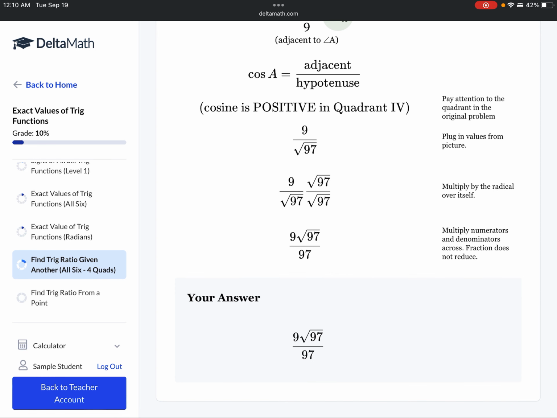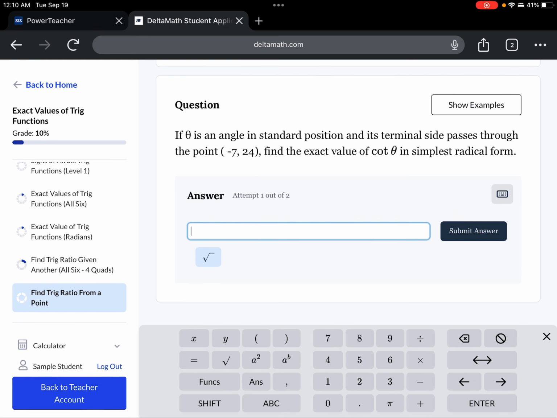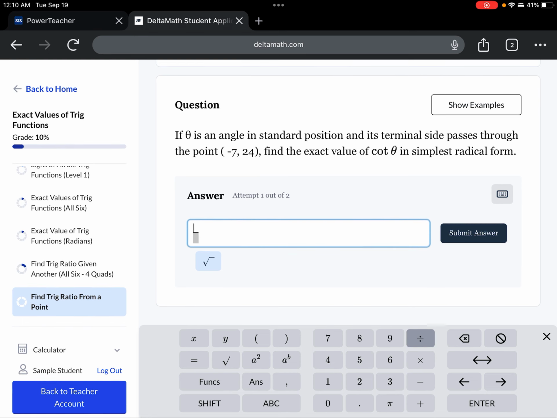Hopefully not too bad. Again, the last section, find trig ratio from a point. Literally, there's a 7 and a 24 again. We had one that was that. It's a Pythagorean triple with 7, 24, 25. So hopefully, again, not so bad. Find the exact value of cotangent. If you're given a point, you're given the adjacent side, comma, the opposite side. The answer to this problem is -7 over 24.